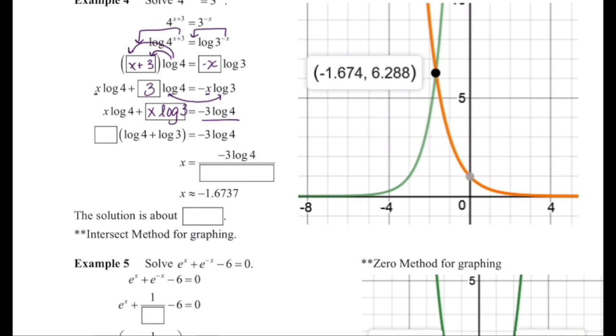x log 4 plus x log 3 are not the same, so we cannot combine them together. But what I can do is factor them. Since they both have an x value, I can factor out that common factor of x, leaving me with x times the quantity log 4 plus log 3, which is simply just a number. I then can divide both sides by log 4 plus log 3. And when I use a calculator, I'll end up with approximately 1.6737.